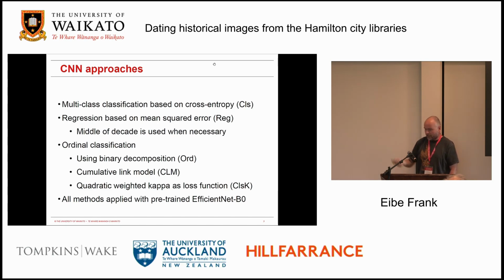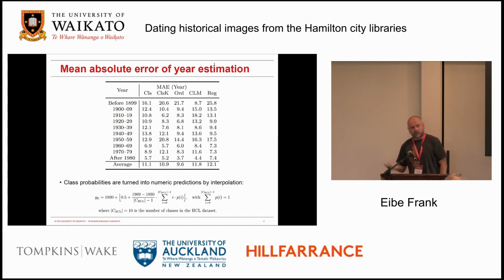And in fact, the ordinal binary decomposition method that we tried, we published about 20 years ago at the European Conference on Machine Learning. And it was interesting to see how that would compare to the cumulative link model, which was published quite recently in the neural networks literature. So here are some results. This is the mean absolute error predicting the year. What I didn't mention earlier was that for the test data, we made sure that we had the exact year, so we could measure against the exact year in which the photo was taken.